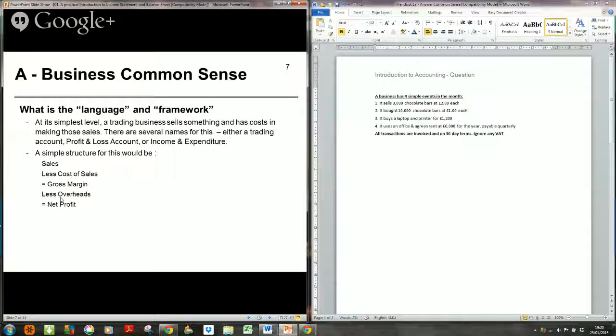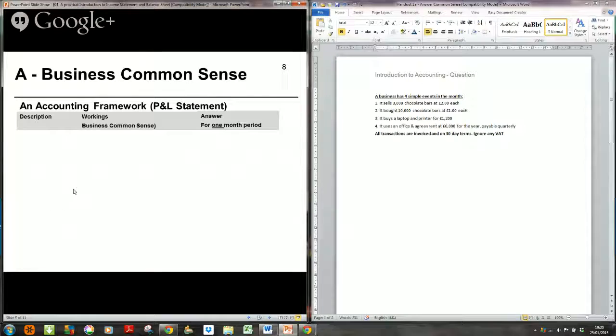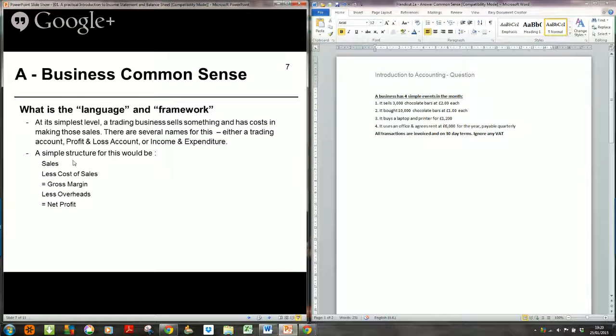And then we're going to have these overheads, the laptop, the printer, the office, and we're going to come to a net profit. Now, more complex, we can have tax, we can have interest, we have varying levels of profit. This most simplest level, this is what we're looking at. So all of this within the state of, let's describe 1 month. So still using business common sense, we've now come with this framework: sales, cost of sales, gross margin, overheads, and net profit, and we've come up with a period of 1 month.